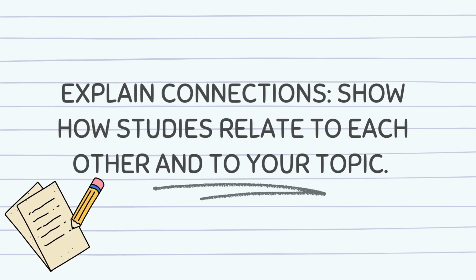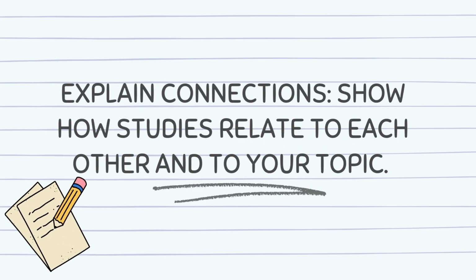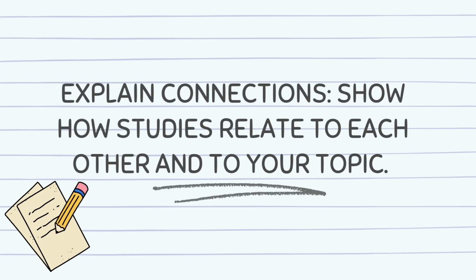Ways to show connections between studies. There are several strategies to effectively explain how different studies relate to each other and to the research topic. These include thematic organization, chronological discussion, comparing perspectives, and citing supporting or conflicting evidence.